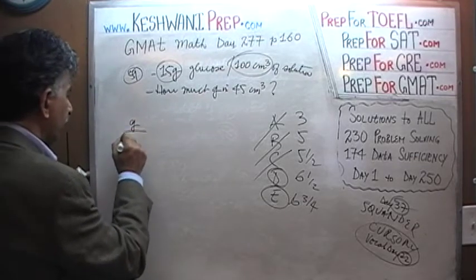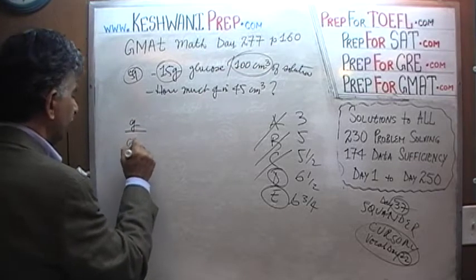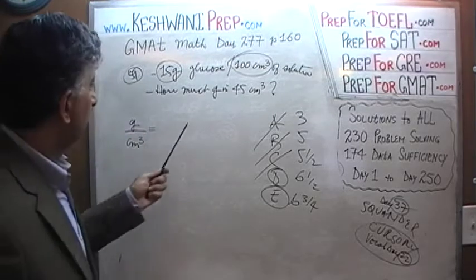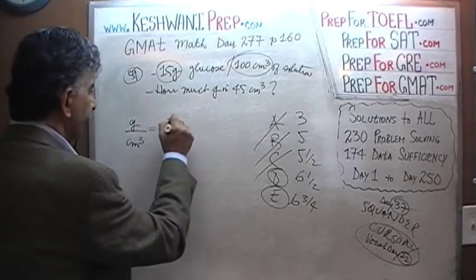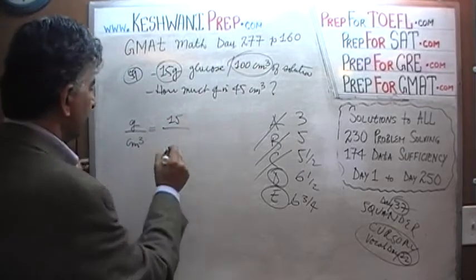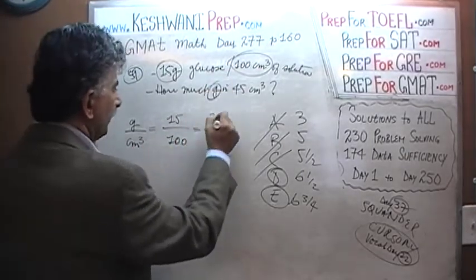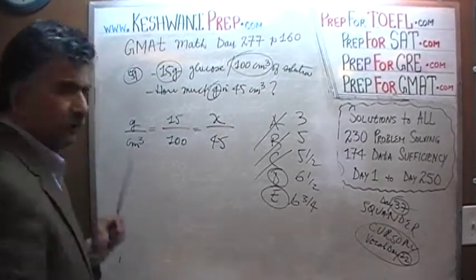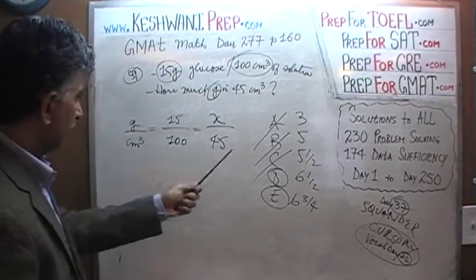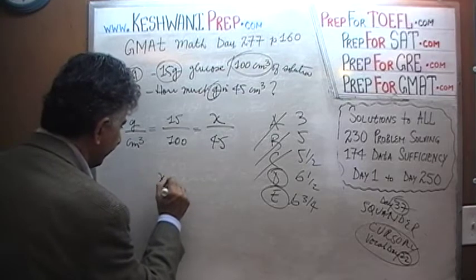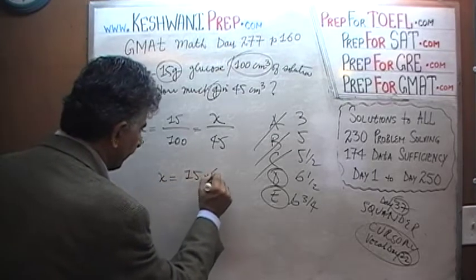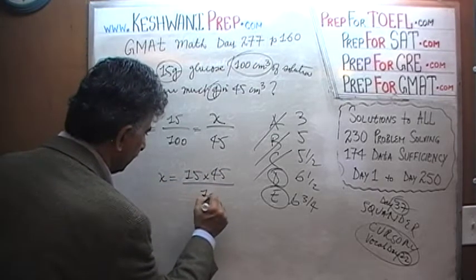So here we have a gram, here we have the cubic centimeter, and we are told that we have 15 grams out of 100 cubic centimeters. And the question is, how many grams in a 45? Let's find out, shall we? Cross multiply both sides by 45, and we find that x is equal to 15 times 45 over 100.